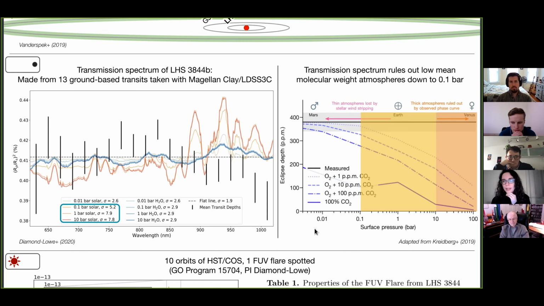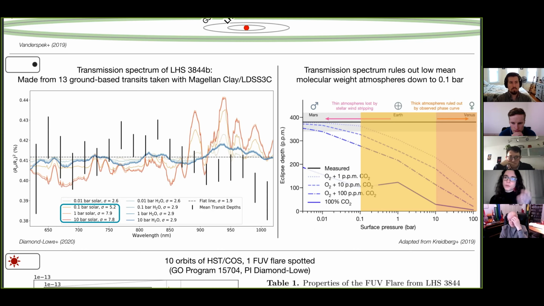And the reason why that's important is that if there was a high mean molecular weight atmosphere on this planet, you would be able to see it advecting energy from the day side to the night side, and that would show up in the phase curve. And that phase curve would be sensitive to high mean molecular weight atmospheres down to about 10 bars here.